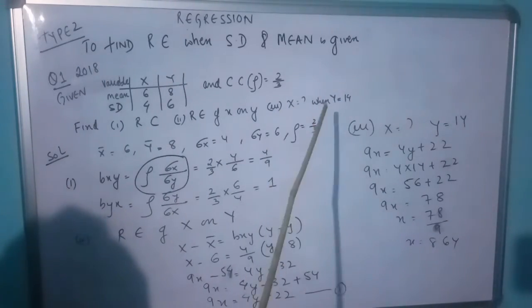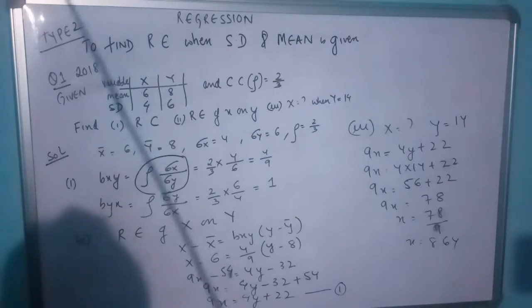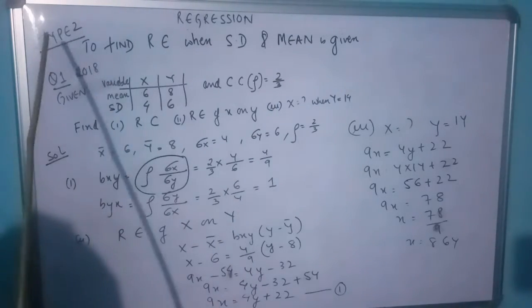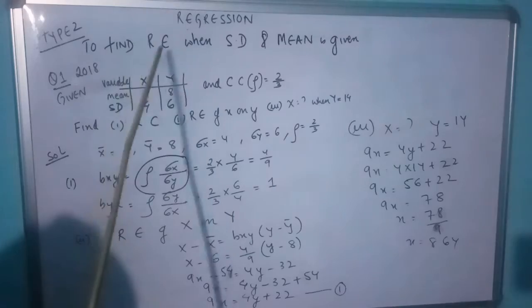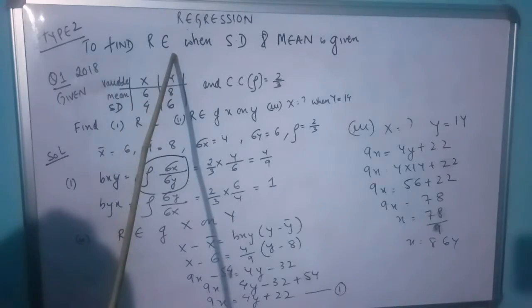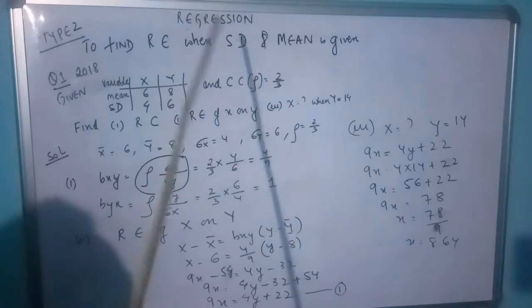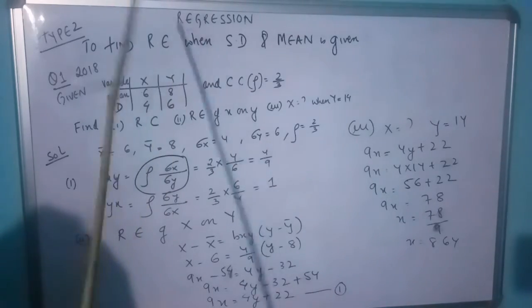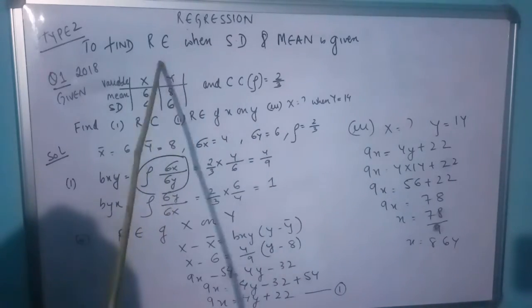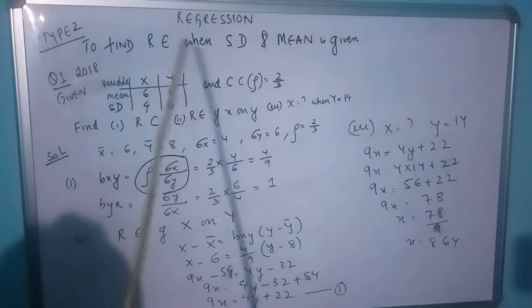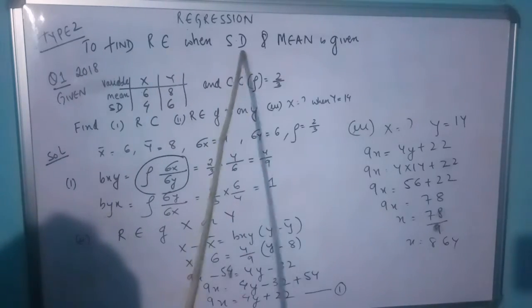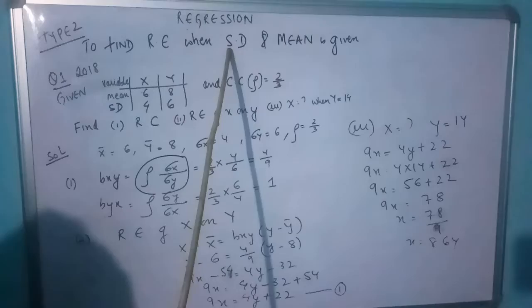Before I move on with the solution, let me clear the difference between type 1 and type 2. In both cases you have to find regression equation, but the different unknowns will be given. Like in type 1, x and y were given, that's why we use that table to get the value of bxy and byx. And in type 2, you have to find the regression equations when standard deviation and mean is given. So what does SD stand for?